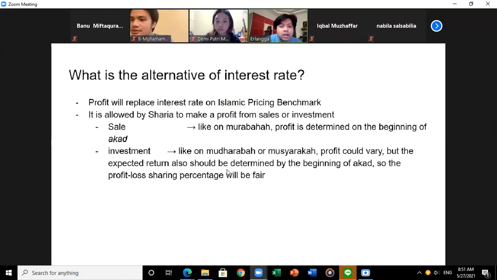And so what is the alternative of interest rate? So the Prophet will replace interest rate with an Islamic pricing benchmark. It is allowed by Sharia to make profit from sales or investment. So from sales, like murabahah, profit is determined at the beginning of the akad. And from investments, like mudharabah or musyarakah, profit could vary, but the expected return also should be determined at the beginning of the akad. So the profit loss sharing percentage should and will be fair.